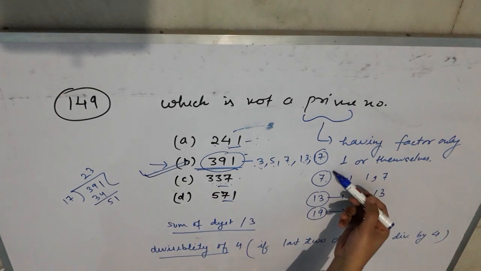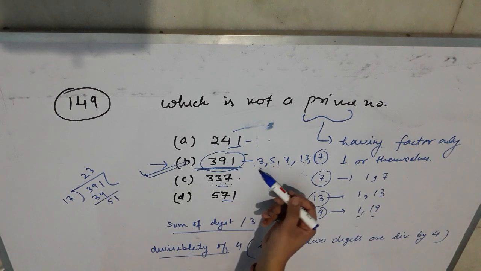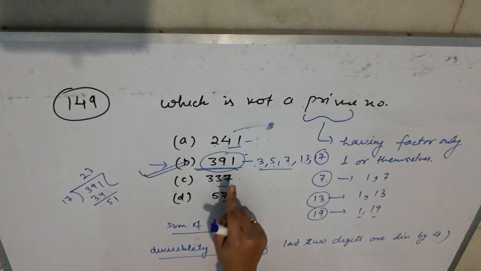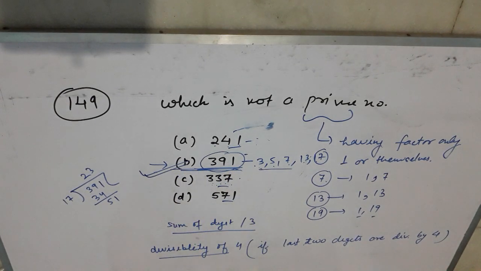So like this you have to check any number which has a factor other than 1 or itself. If there are other factors also, then that will not be a prime number. So here this is the number which is not a prime number.